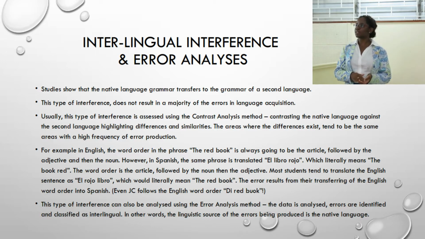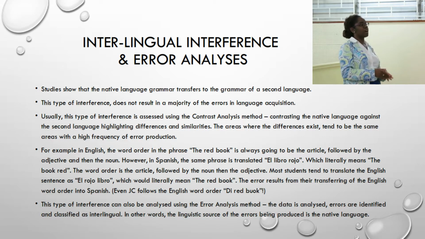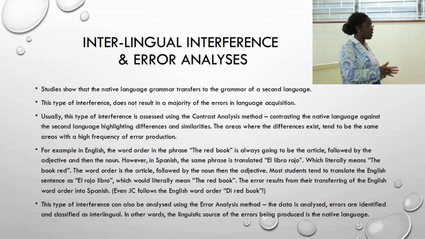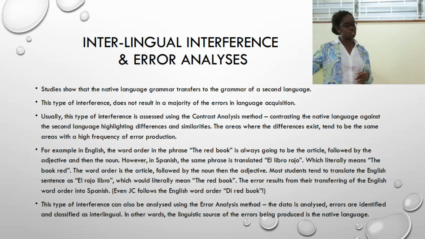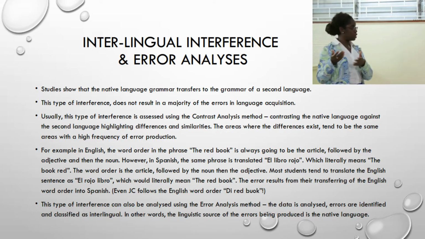So for example, in English, the word order in the phrase, the red book, is the article, followed by the red, which is adjective, and the word book, which is a noun. If you are to translate that into Spanish, then you're going to say el libro rojo. So now you have the article first still, but the adjective and the noun switch places. And what you have with students who are just learning Spanish is that they will always write el rojo libro, because in their minds, el libro rojo, which is literally translated as the book red, doesn't make sense. It does not follow what they know in English. So you have them imposing an English word order structure on Spanish word order.